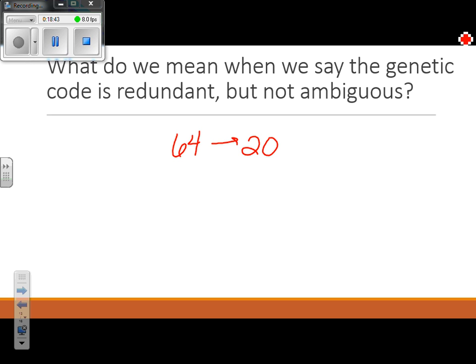You have more than one, in almost every case, codon that codes for the same amino acid, right? But it's not ambiguous. Ambiguous means it's unclear. And every time we see AUG, we know exactly what amino acid that codes for. It is never ambiguous. It is never unclear. We know exactly what it is. So that's what we mean when we say the genetic code is redundant but not ambiguous.